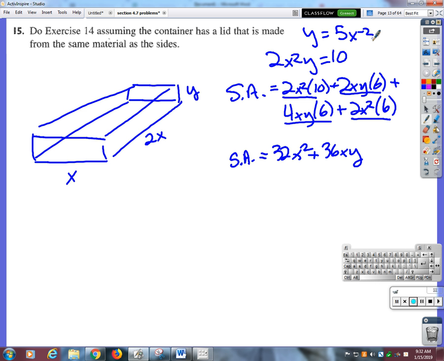Where did I get the what? 2 times 10 is 20. 2 times 6 is 12. 20 plus 12 is 32, right? 2 times 6 is 12. 6 times 4 is 24. 12 and 24 makes 36. Okay, so 32x squared plus 36x times 5x to the negative 2, which simplifies to be 32x squared plus 180x to the negative 1.